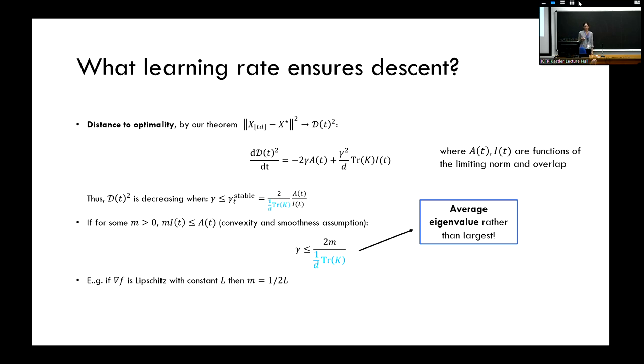Yes. Oh, K is the covariance matrix of my data. I'm sorry, I was passing that maybe too fast. This is quite an important point. Thank you for the question.